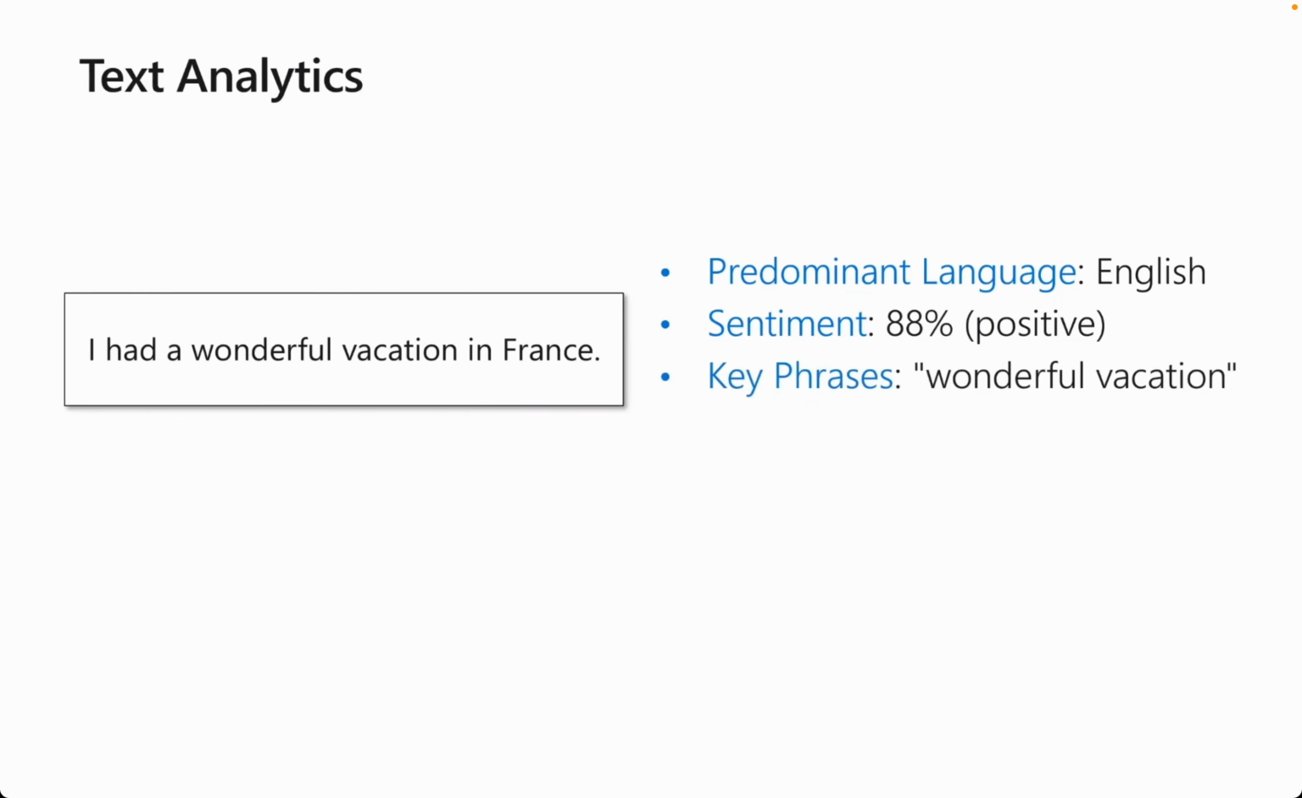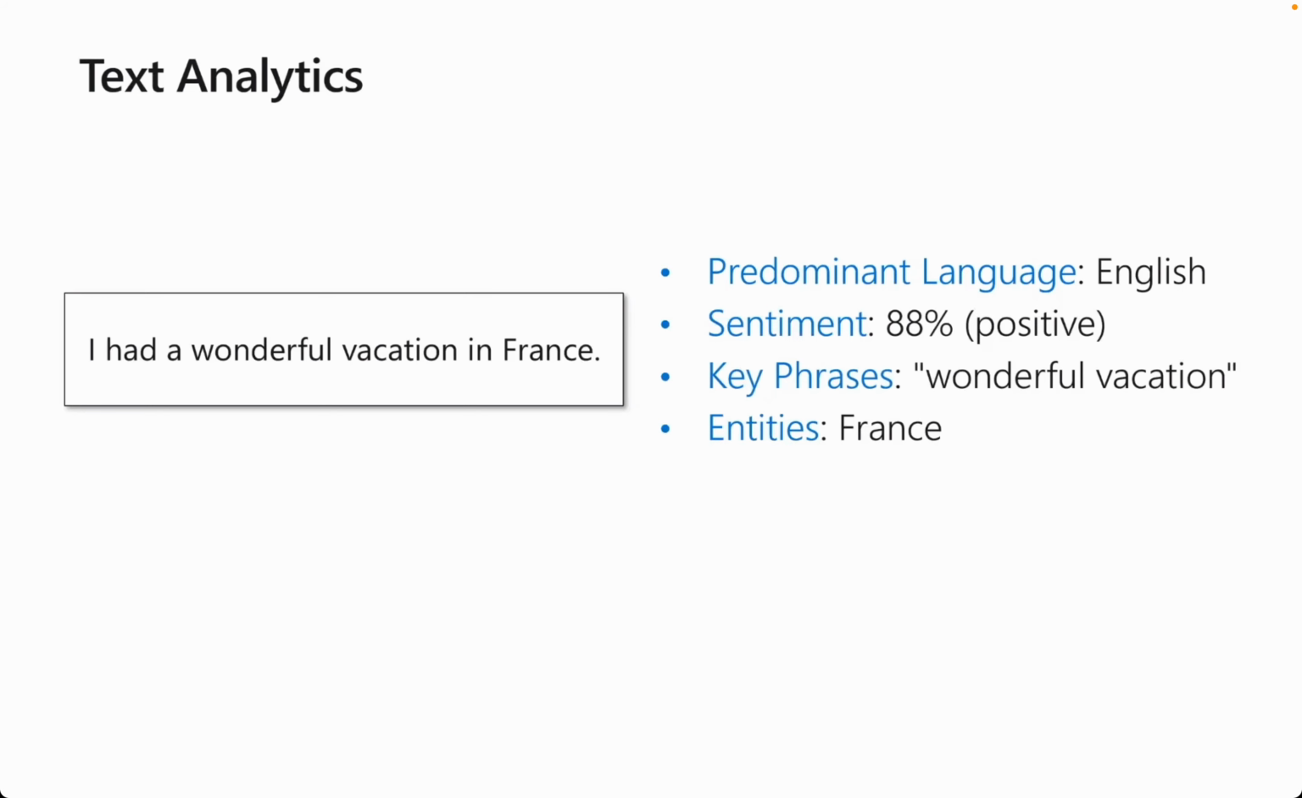Wonderful vacation. And the last thing, this is entity recognition. And well, my guess is that France would be an entity here. And indeed, it correctly identifies France as an entity. Yeah, so really a simple example of text analytics.